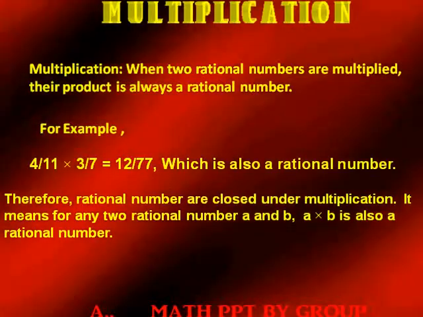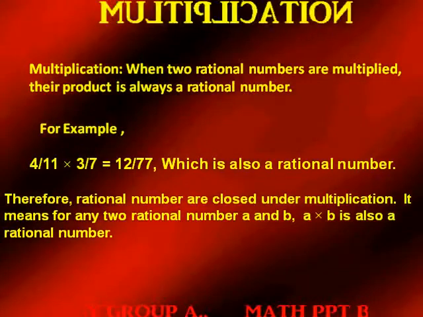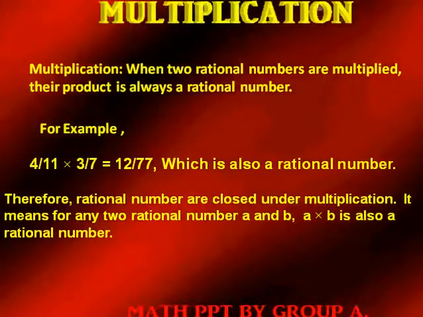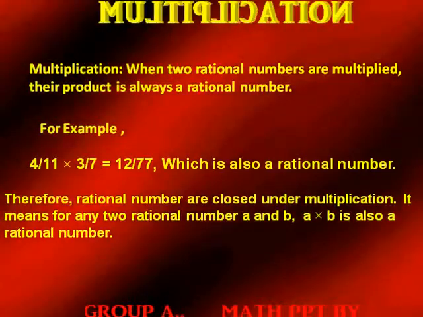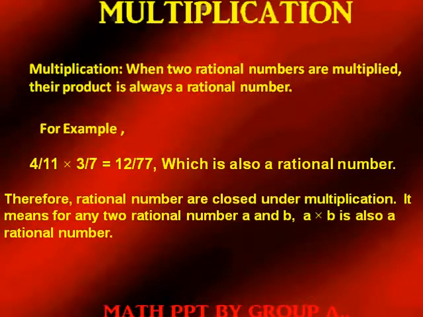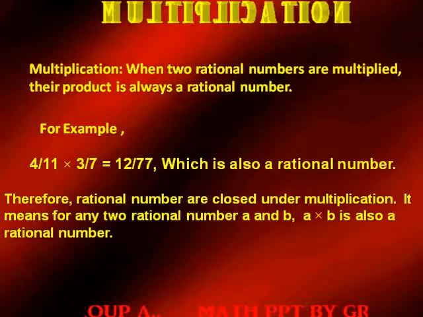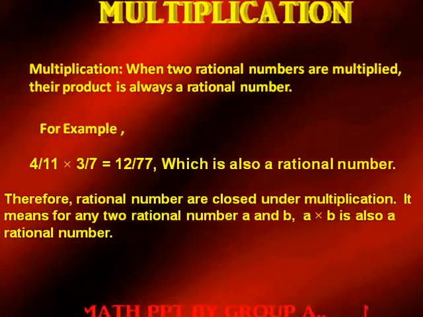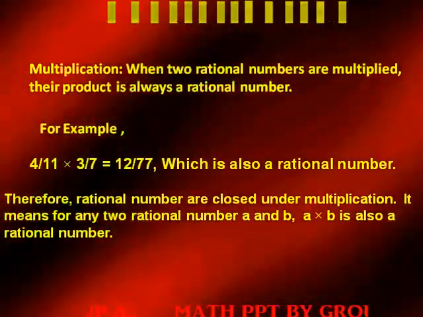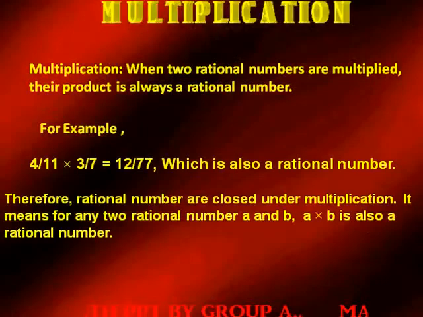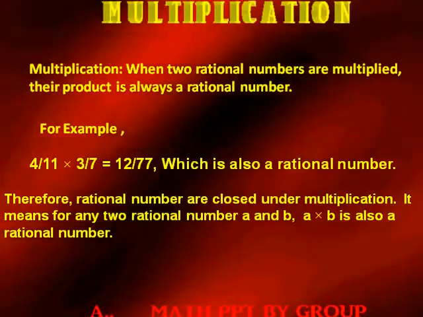Multiplication. When 2 rational numbers are multiplied, their product is always a rational number. For example, 4 upon 11 multiplied by 3 upon 7 equals 12 upon 77, which is also a rational number. Therefore, rational numbers are closed under multiplication. It means for any 2 rational numbers a and b, a times b is also a rational number.